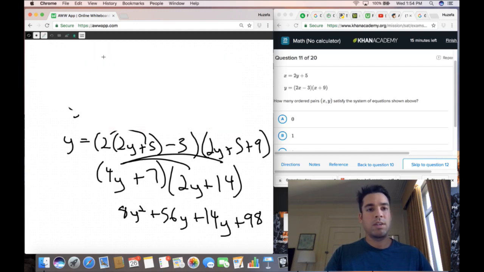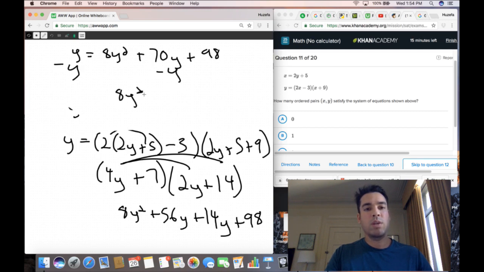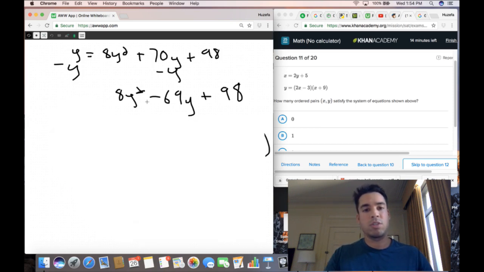Then we've got 8y squared plus 70y plus 98 equals y, subtract y, subtract y. We got 8y squared minus 69y plus 98. Now, we can plug this all into the quadratic formula, but we don't need specific values. We just need to know if there's 0, 1, 2, or no solutions to this set. We can figure that out by the discriminant, whether it's positive, negative, or 0. If it's positive, we've got 2 solutions. Negative, we have no real solutions. And if it's 0, we have 1 real solution.